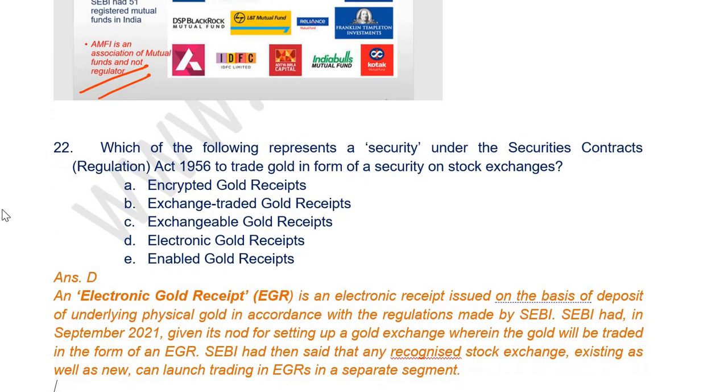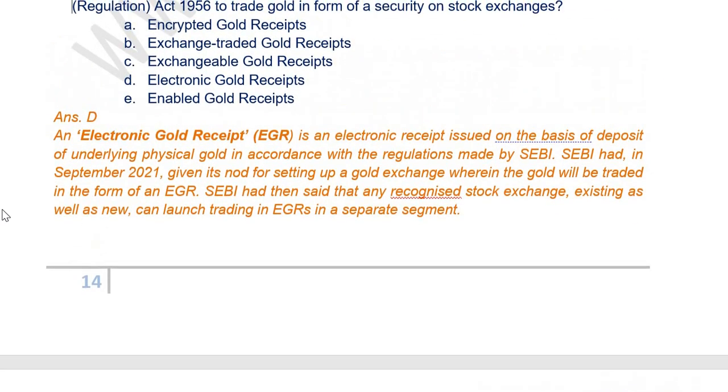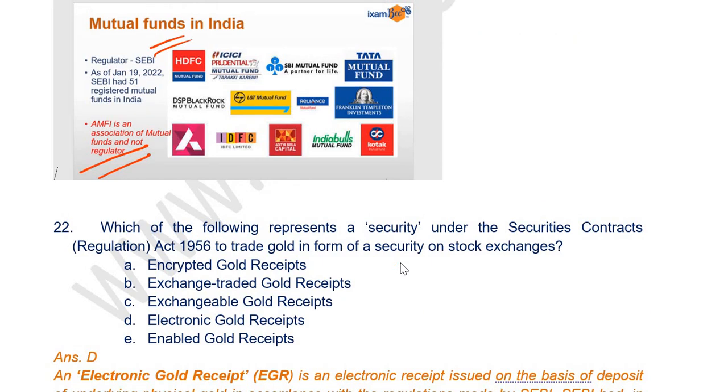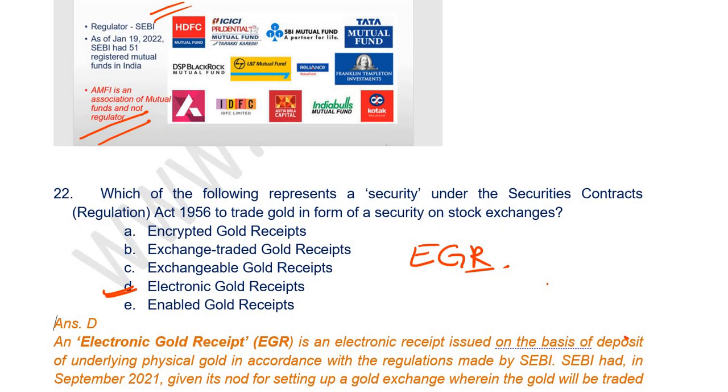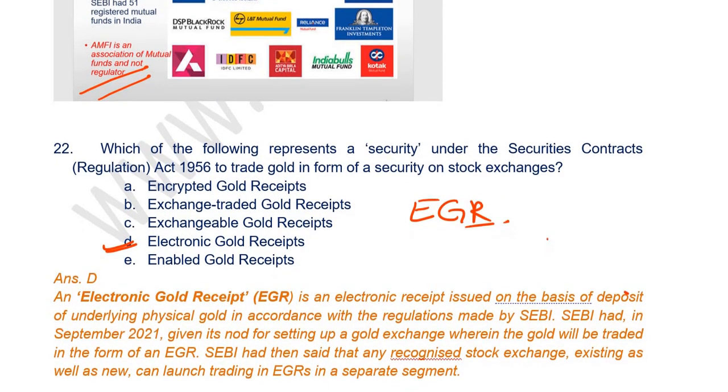Then the next question related to a security that has been recognized for trading of gold on stock exchanges. This security is known as EGR, which stands for Electronic Gold Receipts. SEBI has already been talking about EGR from last year, when the last year's budget talked about the setting up of a gold spot stock exchange, and EGRs were then proposed.